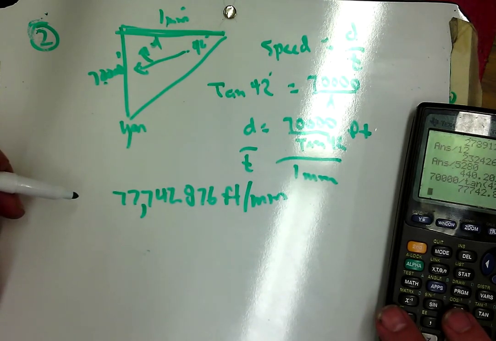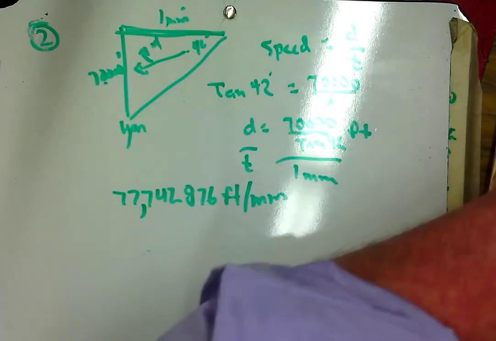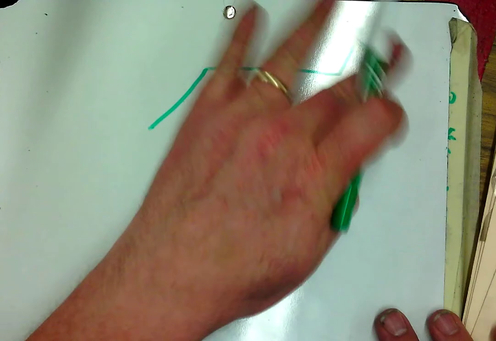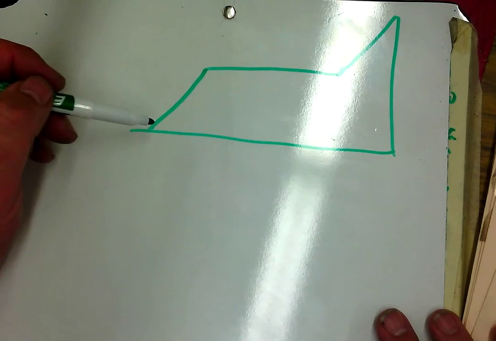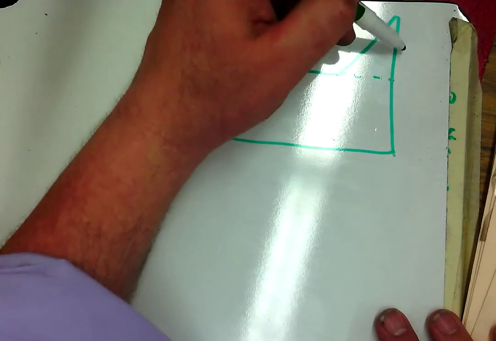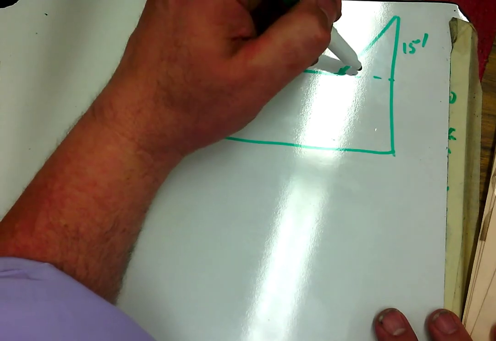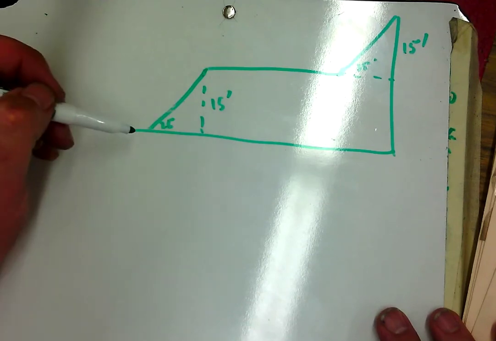Okay, that's number 1. Number 2 on station 2. Ooh, this is a big problem. So we're on a splash park ride. It's got a downhill, it's got a straightaway, it's got a downhill. And we're told that this is 15 feet. We're told that this is 35 degrees, that this is 25 degrees.